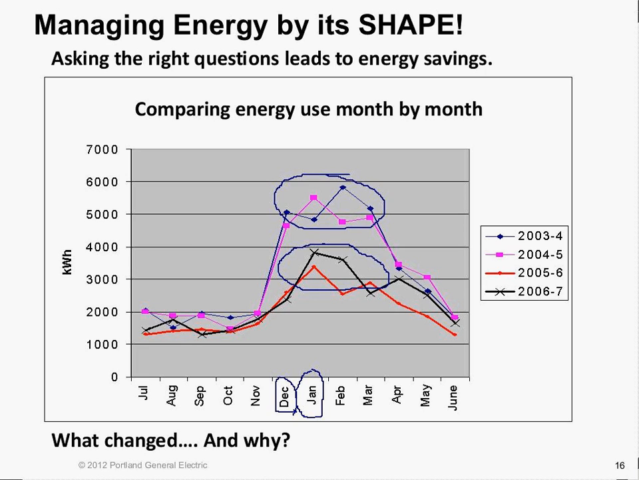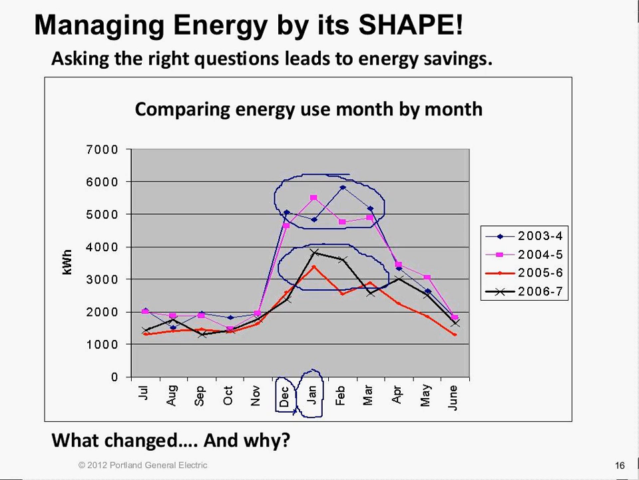What changed and why? It turned out that this was a heat pump customer, and they replaced a standard heat pump when it broke with a high efficiency heat pump. And just going from heat pump to heat pump, the efficiency changes resulted in a dramatic change in the winter bills.